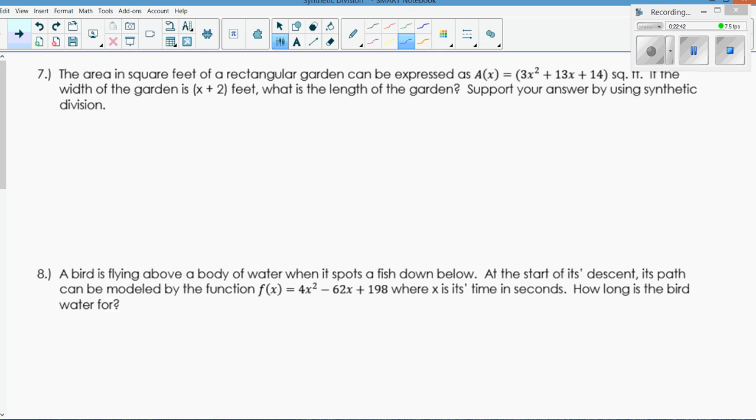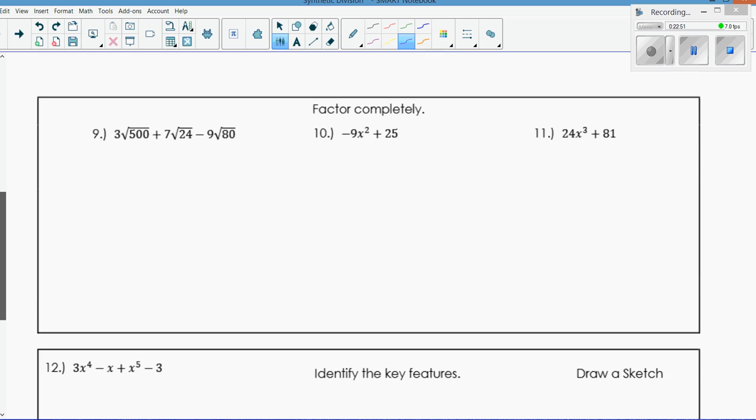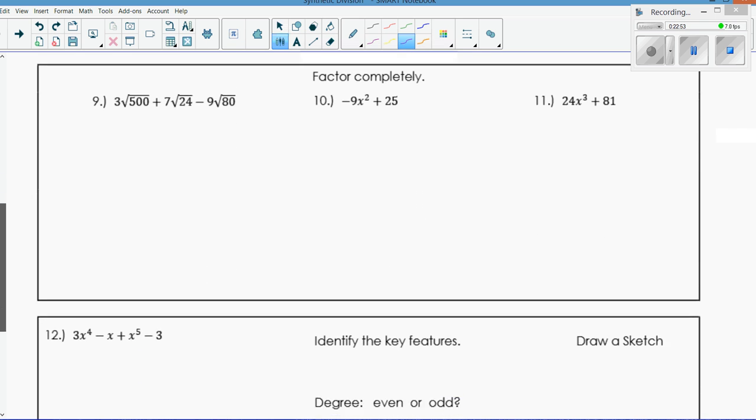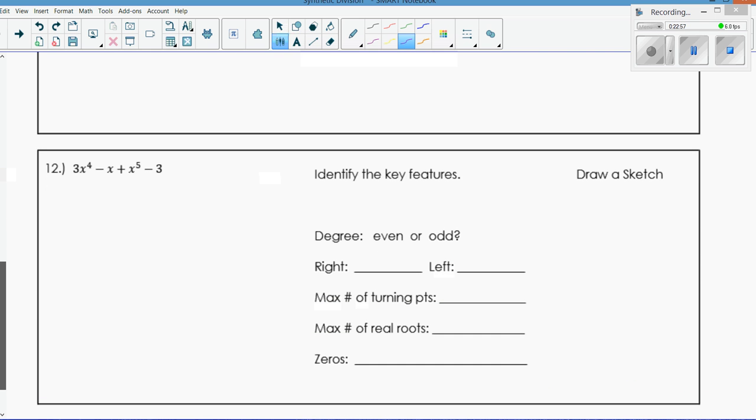Okay, and then you have a couple word problems. Make sure that you read all of the directions and you're actually answering the question. Okay, and then the answer. Oops, sorry, the answers are not here. Factor completely. So a little extra practice with that, and look for GCFs. And then a problem where you have to identify the key features and draw a sketch. So make sure that you're factoring so that you can find zeros and draw a sketch.